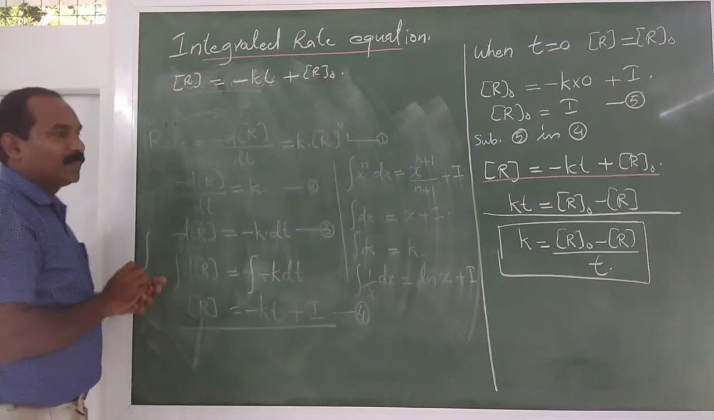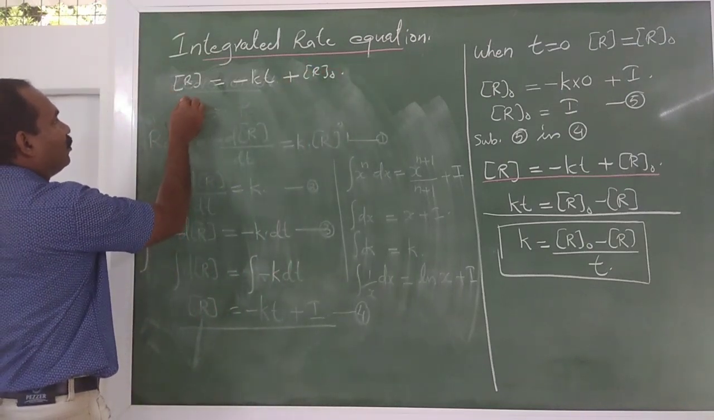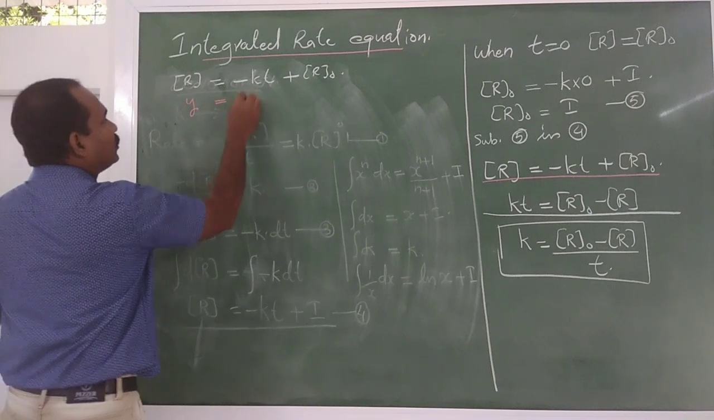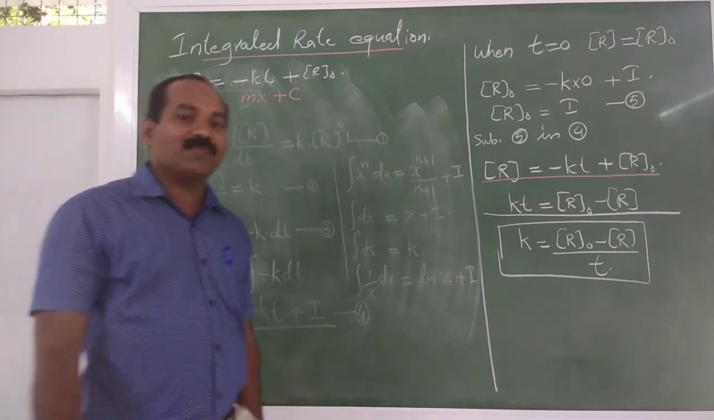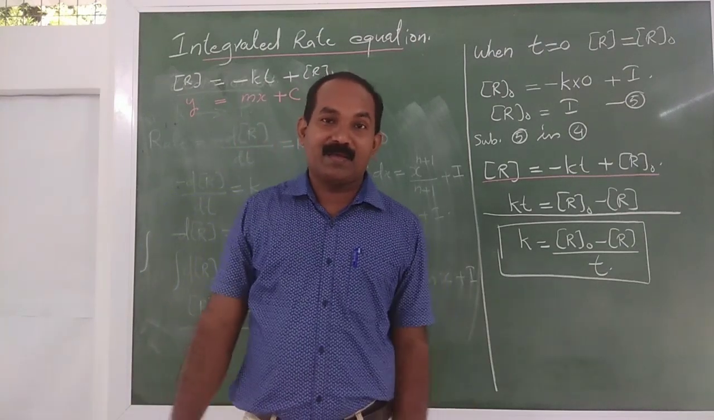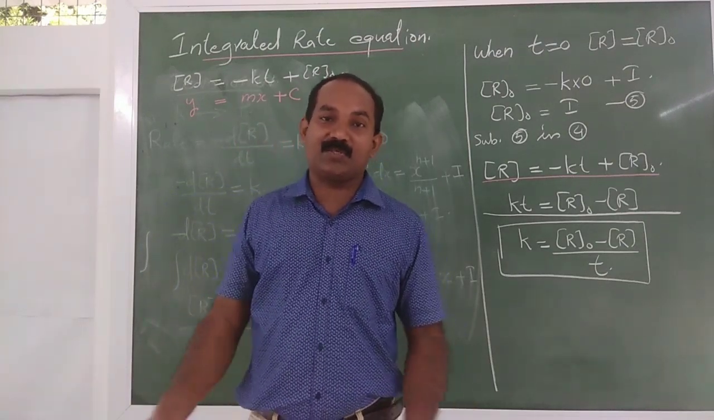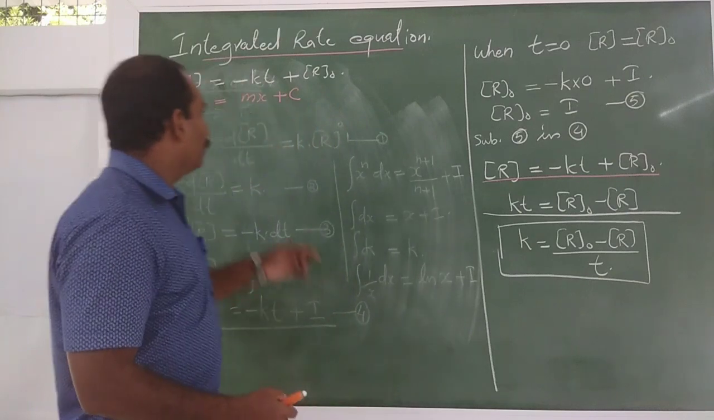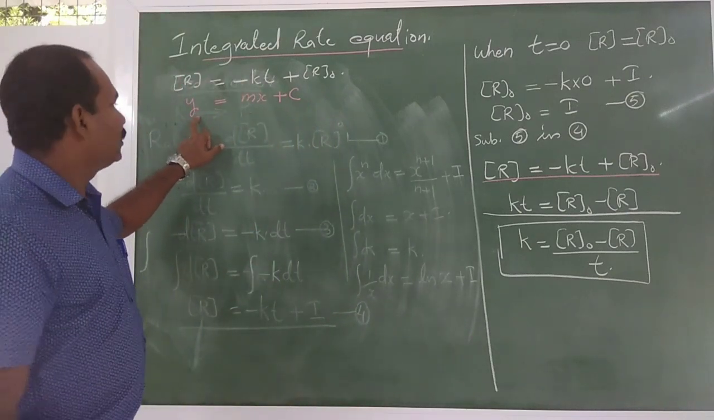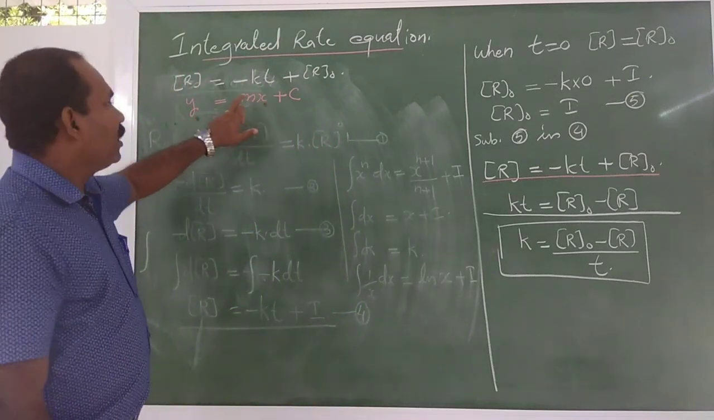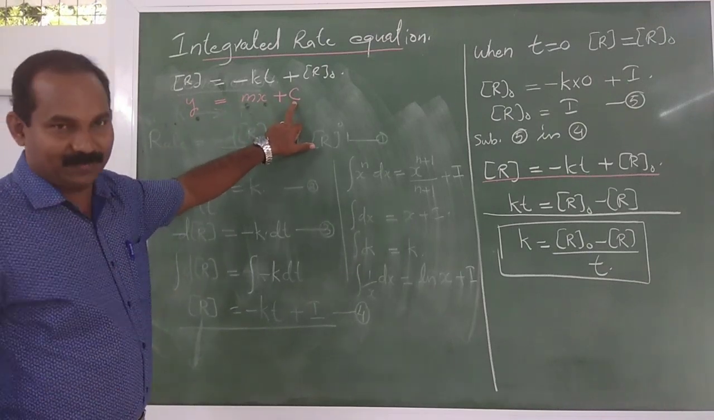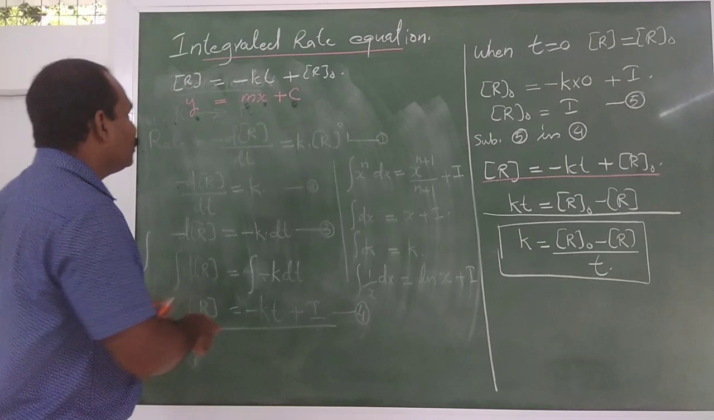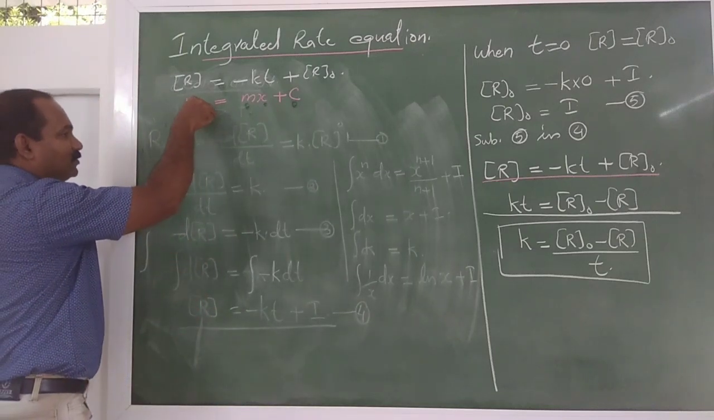This equation is in the form of y is equal to mx plus c, the equation for a straight line. What is y? It's a variable. x is a variable. m is the slope of the line. c is the intercept.